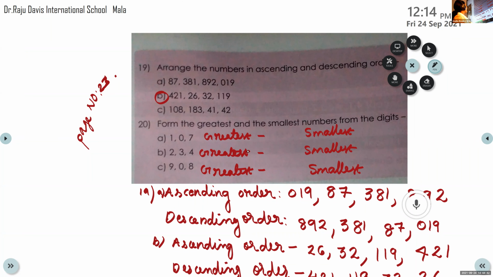So to form the greatest number, we have to arrange the greatest digit in the hundreds place, the next greatest in the tens place, and the smallest one in the ones place. To form the smallest number, we write the smallest digit in the hundreds place, the next smallest in the tens place, and the biggest one in the ones place. Only when zero comes, you should be careful when you make the smallest number.